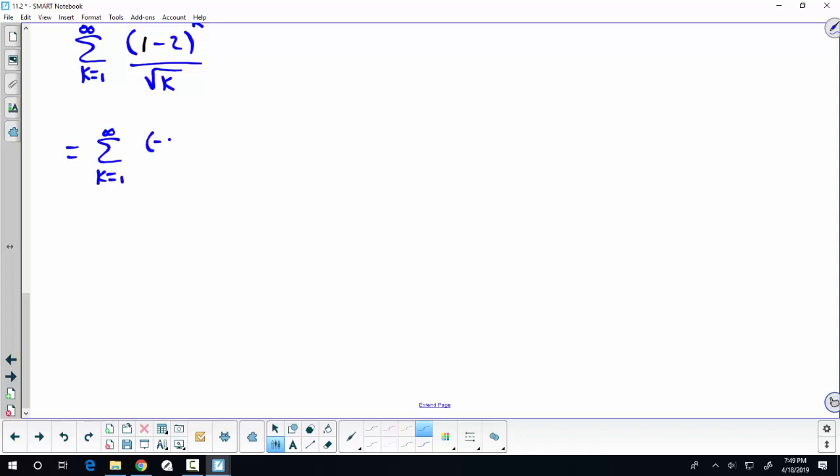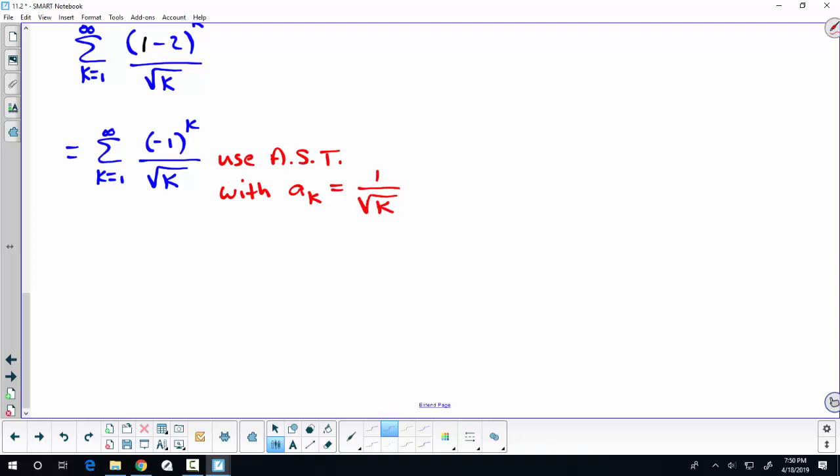So we have that as the sum of negative 1 to the k over root k. And so that's an alternating series. You have to use the alternating series test to justify its convergence or divergence. And remember that a sub k in the definition or the theorem that defines that was the part of the series that did not include the negative 1 to the k plus 1 or whatever. So this a sub k is just 1 over root k. We leave the negative 1 or the switch out of its alternating series test.